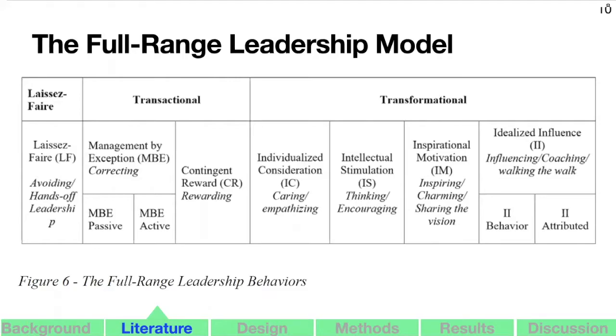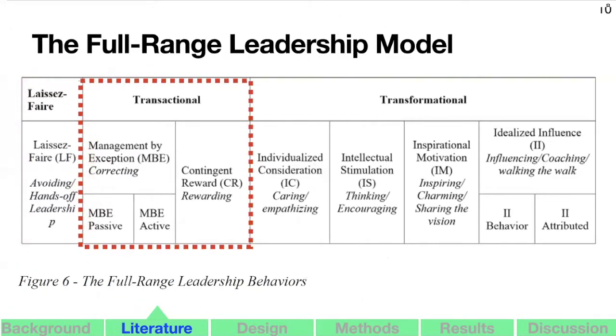The bell should be off now. So in this figure, I have summarized the full range leadership model in which we have laissez-faire leadership, where the leader avoids leadership or takes his hands off leadership. And then there's the transactional leadership style, which contains the management by exception of behavior, where the leader leads by correcting, and the contingent reward, where the leader rewards subordinates contingent to what they do.